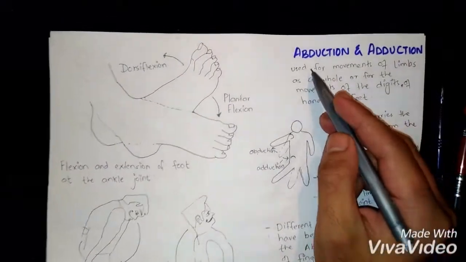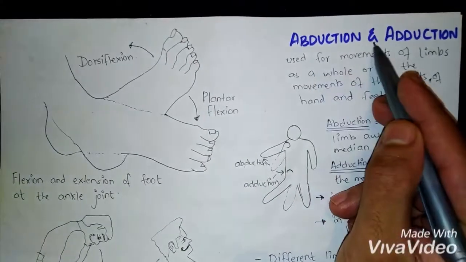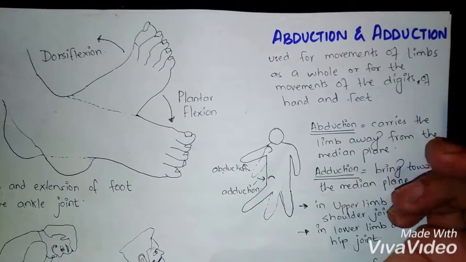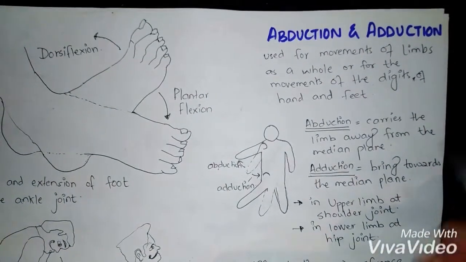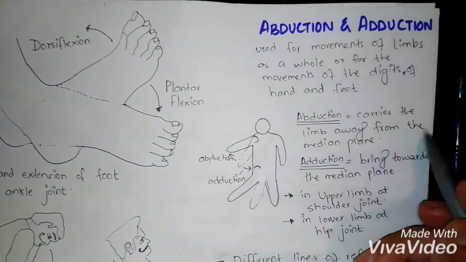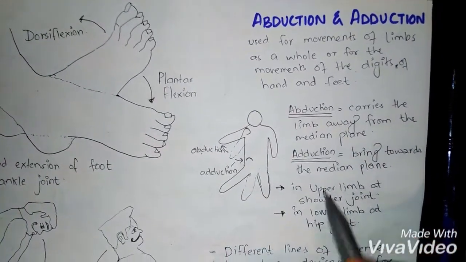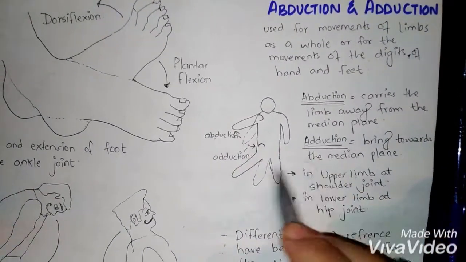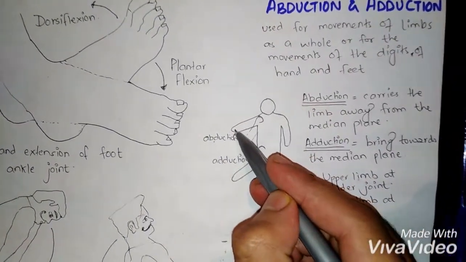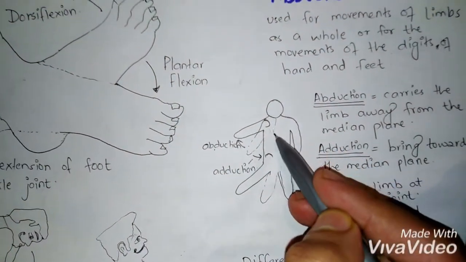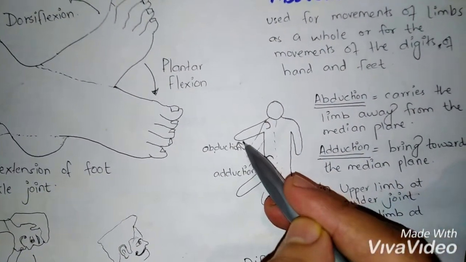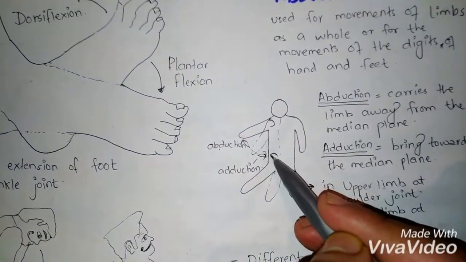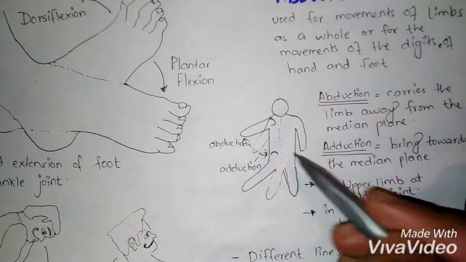Now we talk about two more terms, abduction and adduction, used for movements of limbs as a whole or for the movement of the digits of hands and feet. Abduction carries the limb away from the median plane. Adduction brings it towards the median plane. Adduction is actually to add to the body. If we take our limb away from the body or away from the median plane, it is known as abduction. And if we bring it back towards the median plane or towards the body, it is known as adduction, because we added something to the body.